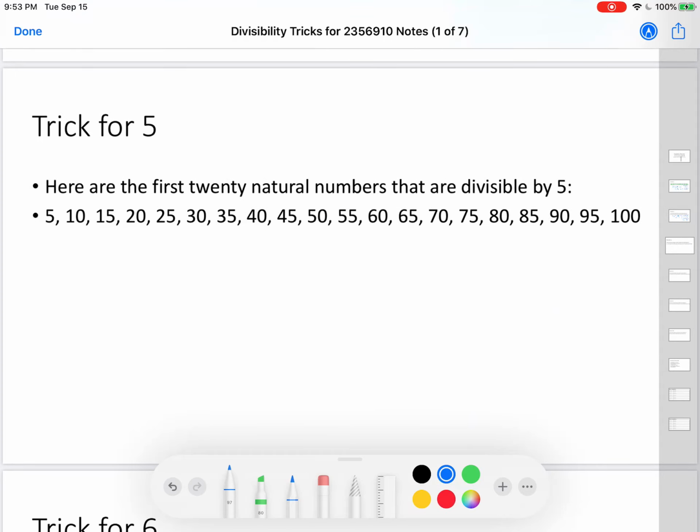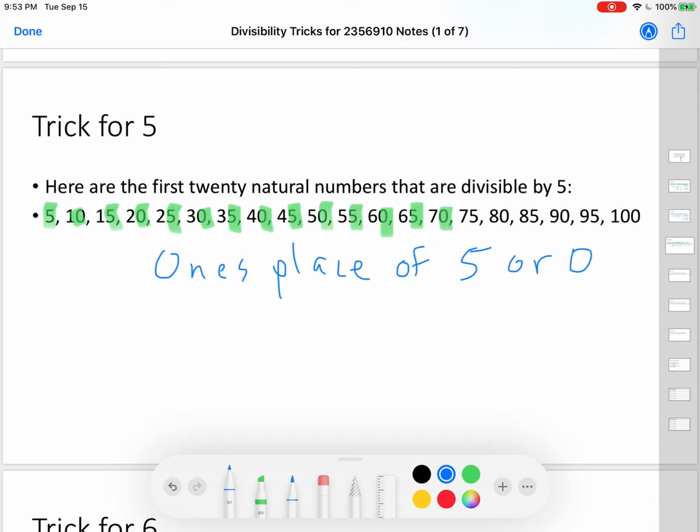Let's move on to 5. Adding the digits won't work here, but what will work is the ones place. So let's take a look. It's 5, 0, 5, 0, 5, 0, and so on. So if a number has a ones place of 5 or 0, then that number is divisible by 5. So let's try our number, 754. The ones place is a 4, so this is not divisible by 5. I don't even have to go dividing it to find that out.